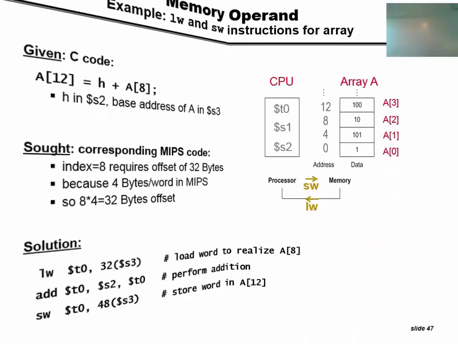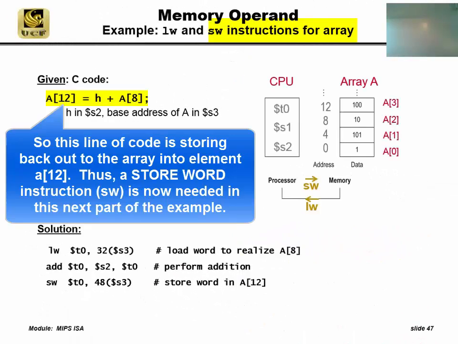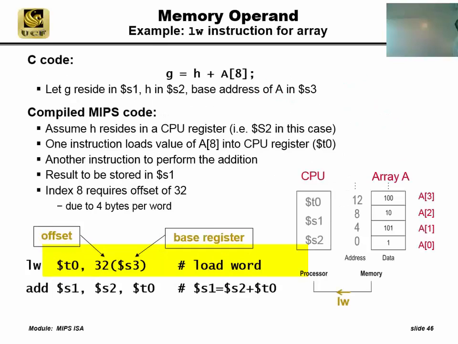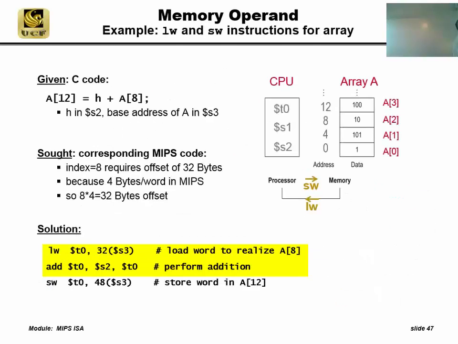4 bytes. Well, you're storing now, right? So we need to add a store word. Store word goes what direction? From the processor to the memory. Store word is storing back from the processor out to the memory. First two is the same, right? No change. It's not a trick question, actually. This is the same. A is in S3, H is in S2. All right, so that gets the data in. It gets it into T0. We did the add.